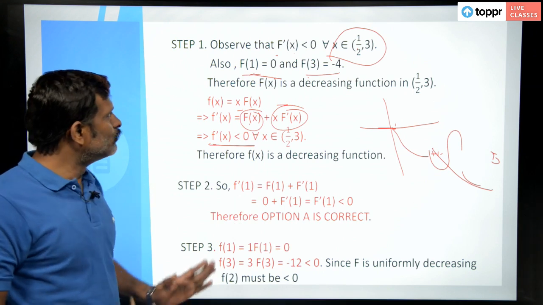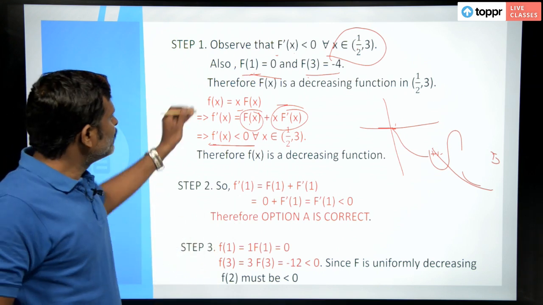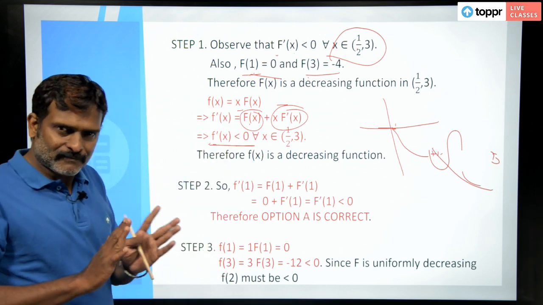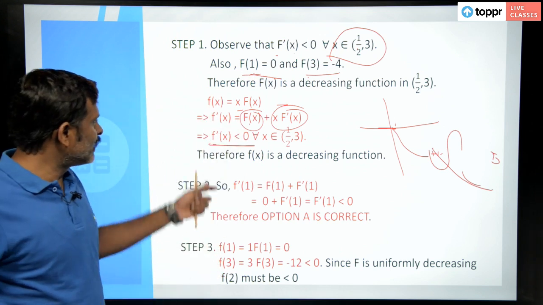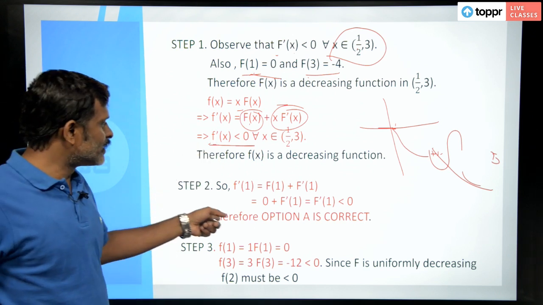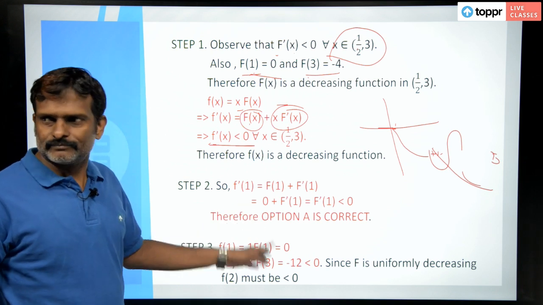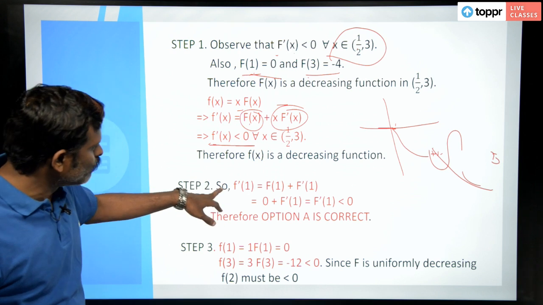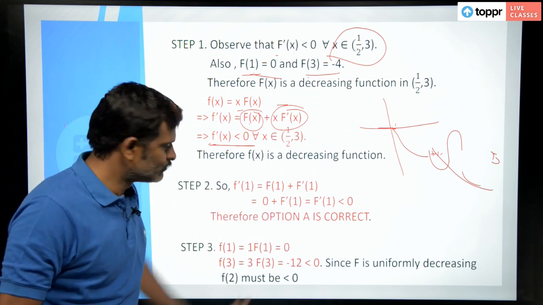So, what did we do? We found the value of f of x in terms of x, then we differentiated it and found whether it is decreasing or increasing, right. So, f dash of 1 is always less than 0.